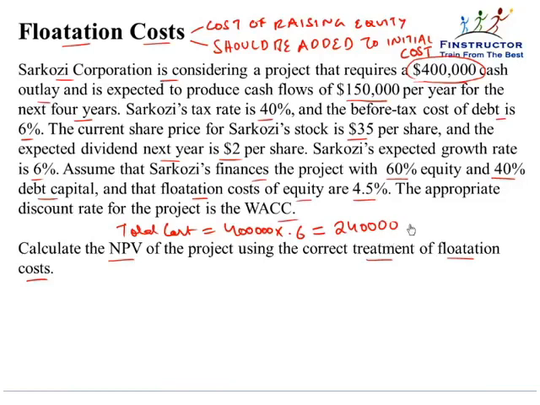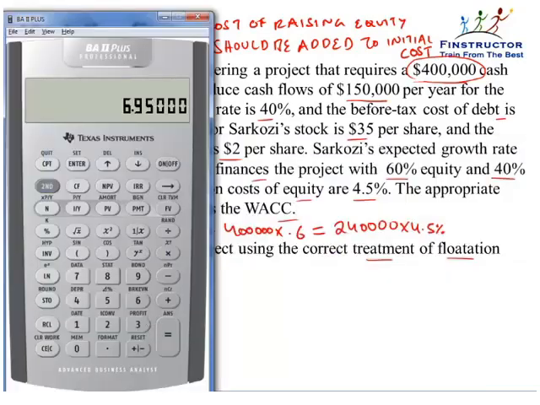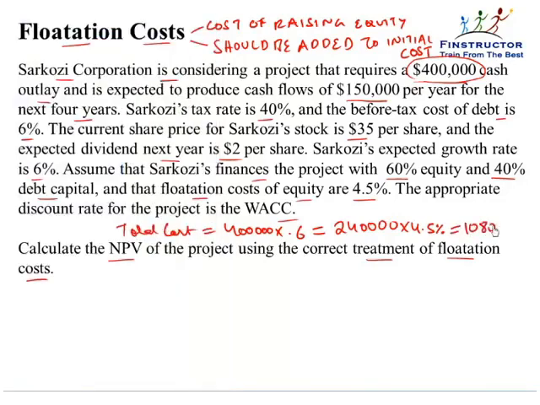Of this equity capital raise, 4.5% goes into investment banking fees, marketing, and other expenses for raising this equity. So let's calculate how much this amount comes out to be. So it will be 240,000 into 4.5%. That is $10,800. So $10,800 needs to be spent additionally for raising equity.